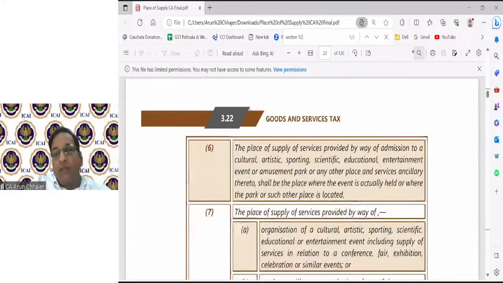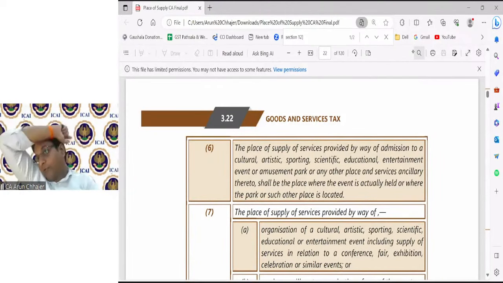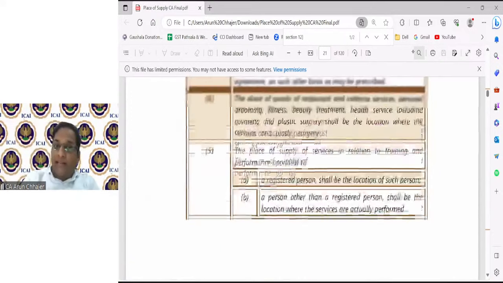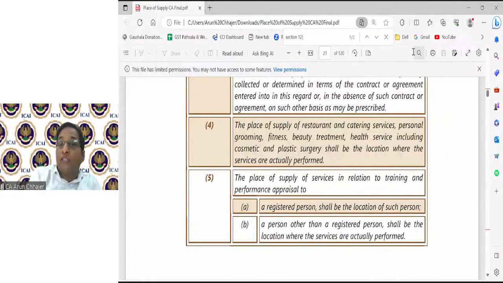If it is B2B, then LOR. If it is B2C, then actual performance. Suppose ICAI is taking the physical training. I'm not talking about the online training. They are taking the physical training to the students, and the training is being conducted at, let's say, Delhi. What would be the place of the supply?